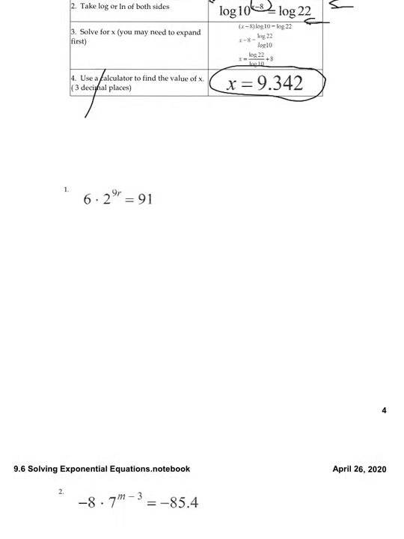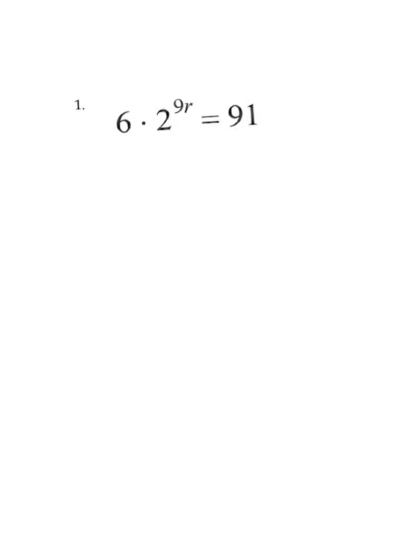Question number 1. Let me make it bigger for you so you can follow me. I have 6 times 2 raised to the 9r power equals 91. So think about Algebra 1. If I give you 6x equals 91, wouldn't you divide by 6 first? Multiplication, the inverse operation is division. If this was 6 plus, you would do minus 6, minus 6. So the first thing is divide by 6, divide by 6.